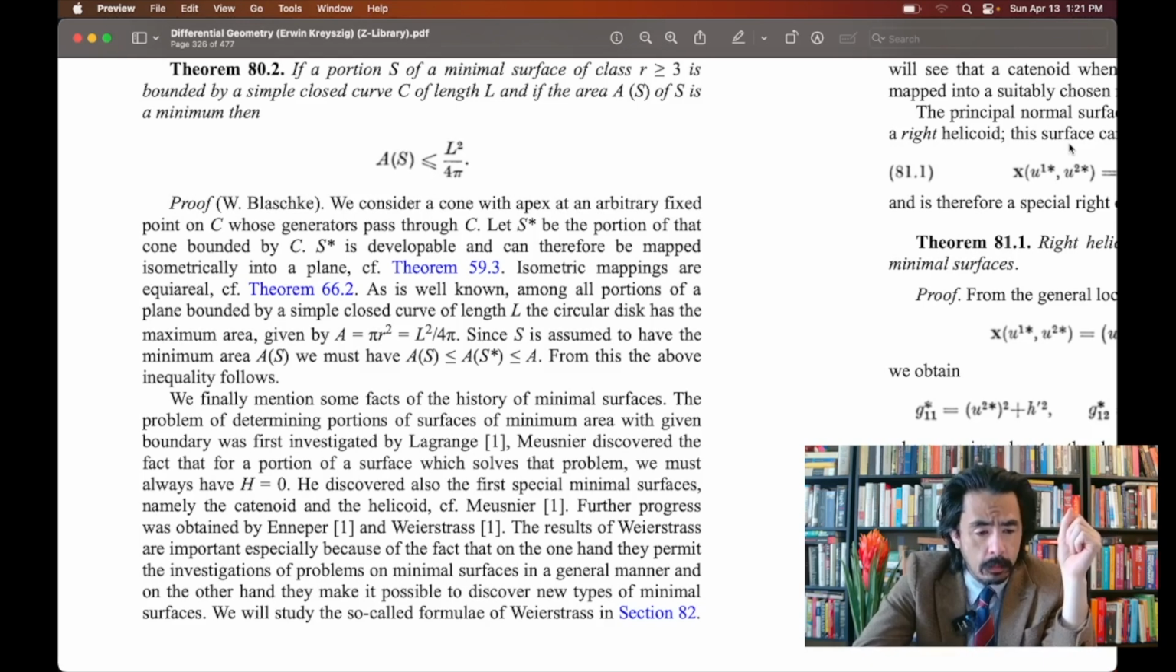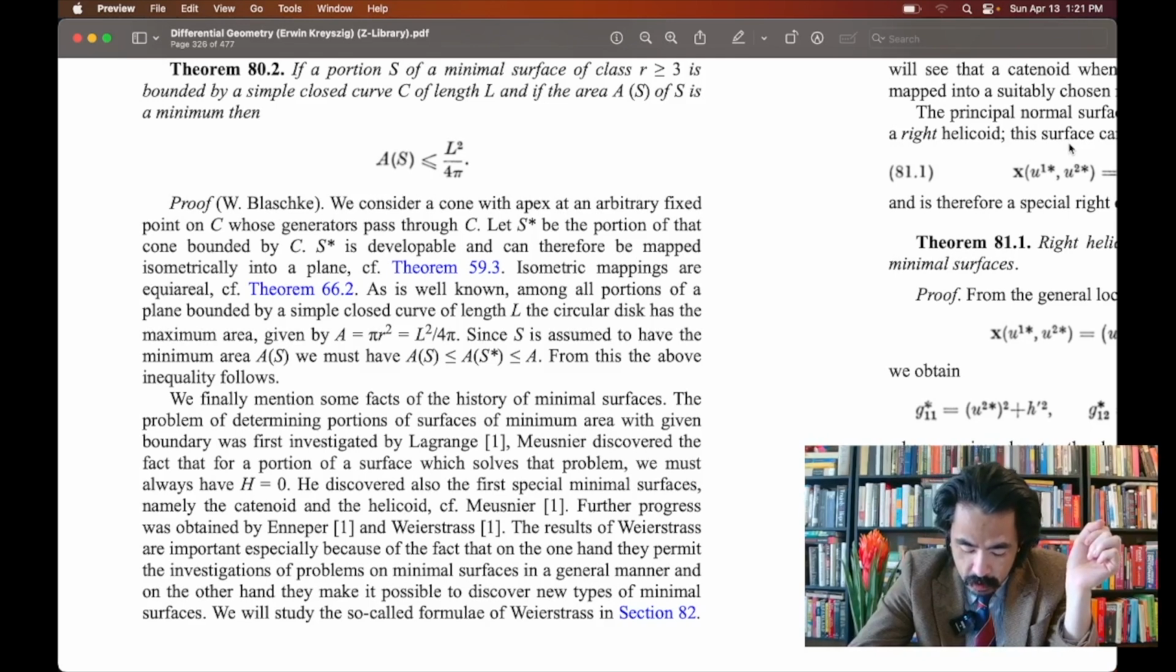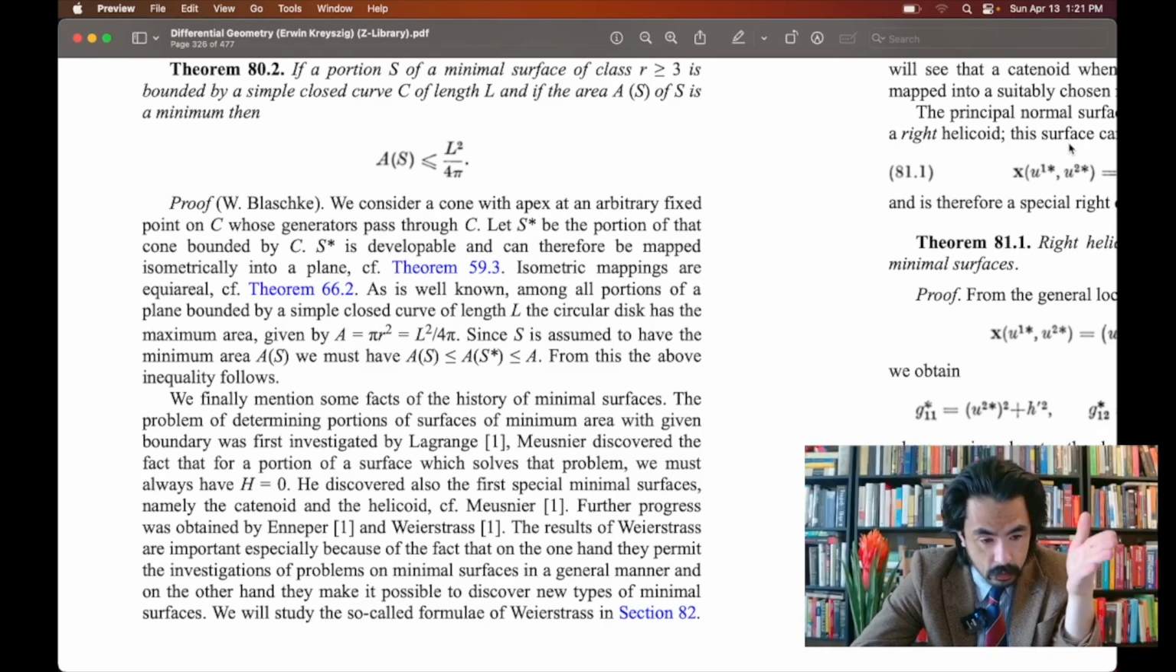Fun facts. Meusnier discovered also the first special minimal surfaces, namely the catenoid and the helicoid, which we're going to go into further in this chapter. Further progress was obtained by Alfred Enneper, who lived from 1830 to 1885. Interestingly enough, Enneper earned his PhD from Göttingen University in 1856 under none other than Dirichlet, and Enneper was a contemporary of Karl Weierstrass. We're going to see Weierstrass later in this chapter as well.